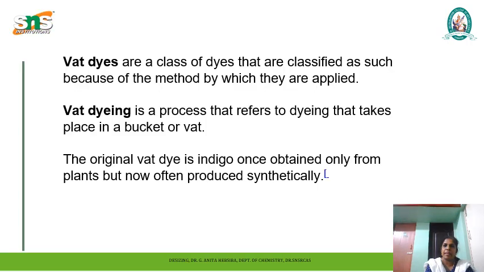VAT dyes are applied for cellulosic materials and also wool fibers. VAT dyes are a class of dyes that are classified as such because of the method by which they are applied. In Tamil we call them Thoti Sayangal. VAT dyeing is a process that refers to dyeing that takes place in a bucket or vat, and hence we give the name VAT dyes. The original VAT dye is indigo. It is naturally obtained from plants, but now it is often produced synthetically because of the demand in the textile market.